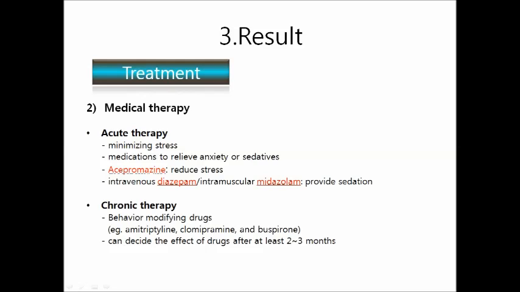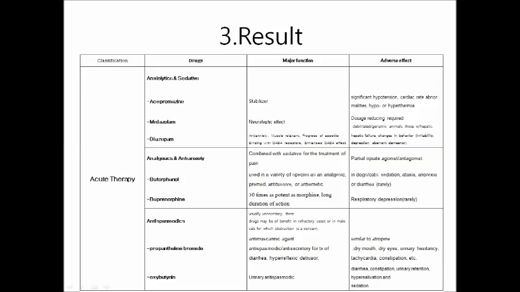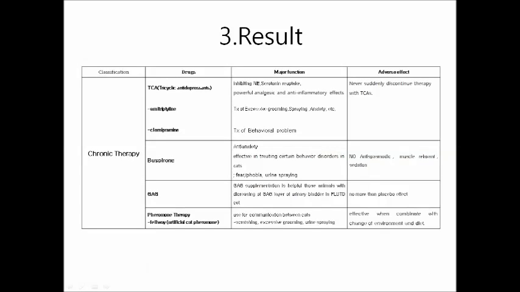In chronic therapy, behavior-modifying drugs such as amitriptyline, clomipramine, and buspirone will benefit cats whose signs are not controlled with environmental enrichment and increased water intake. Be careful. You can judge the effect of drugs only after at least 2 or 3 months of therapy, even though improvement is shown quickly. The table below shows the types, functions, side effects, and some of the drugs which are often used.